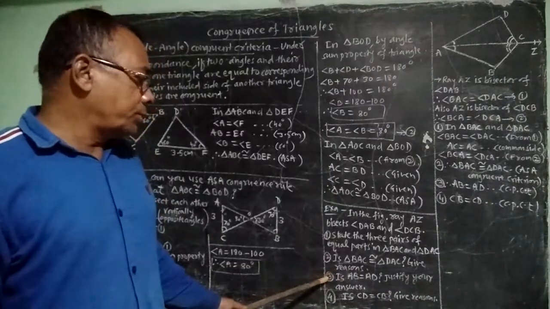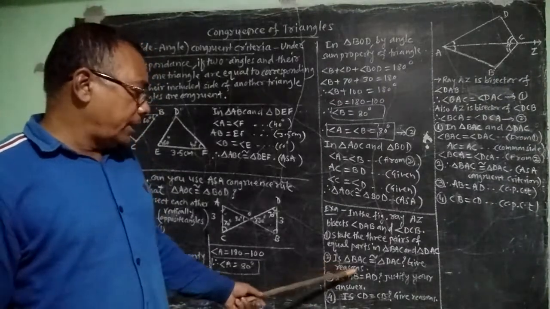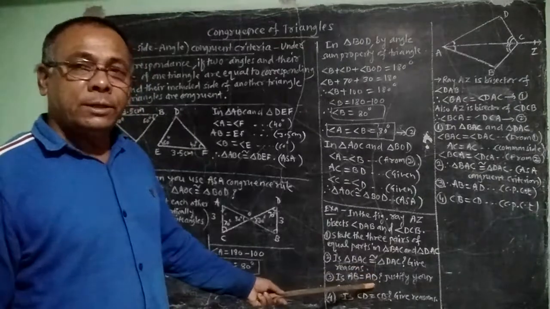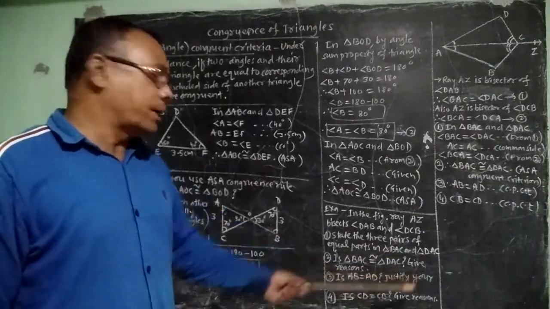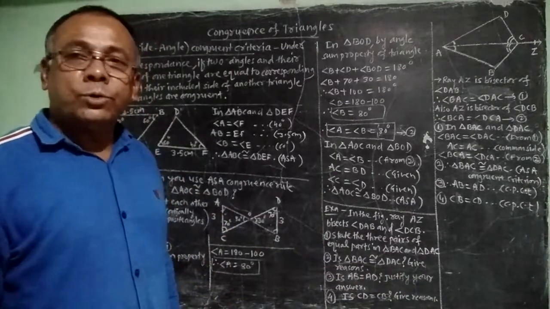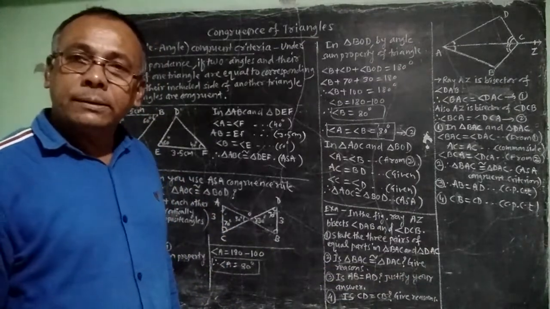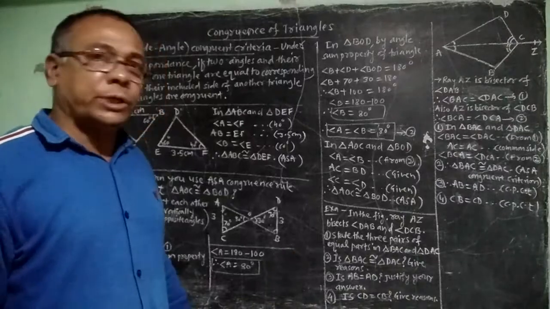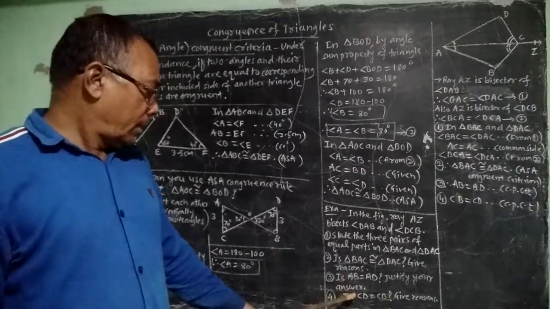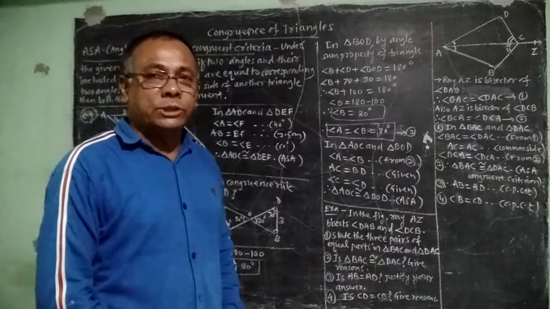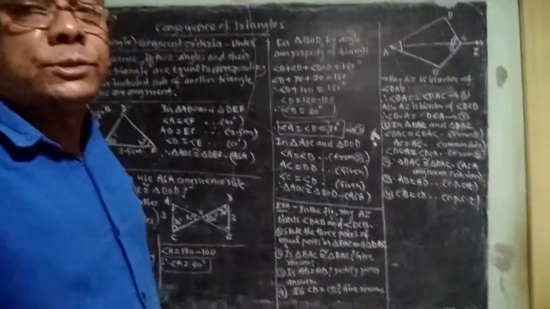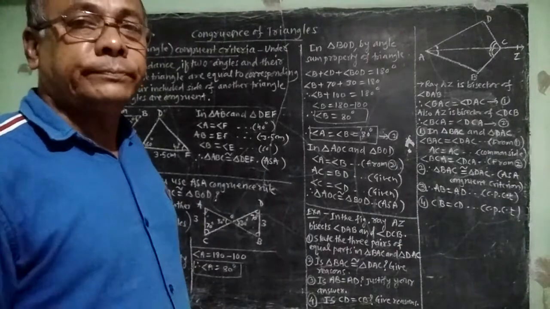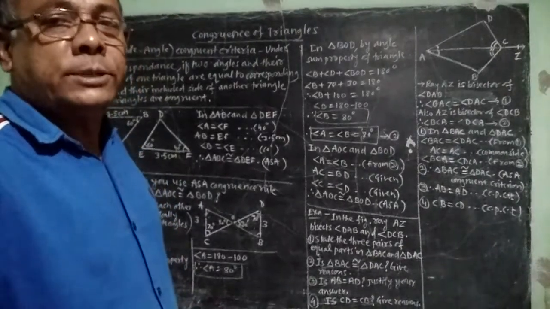Then the third question is, is AB equal to AD? Justify your answer. Means we have to give the proper reason again. And the fourth question is, is CD equal to CB? Give reasons.